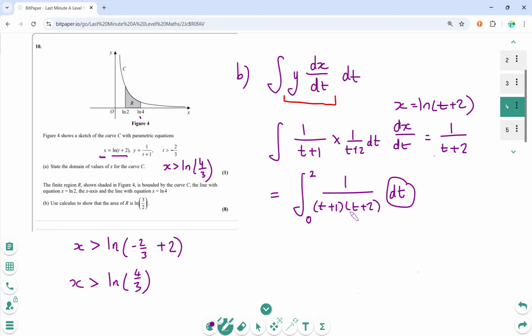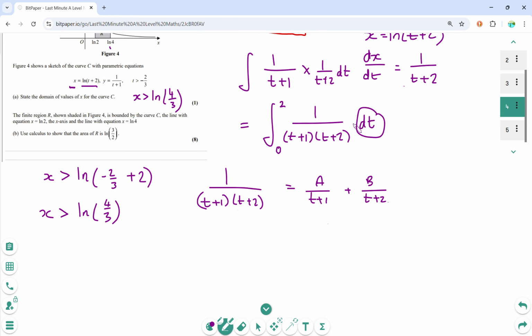And because this is a quadratic, the derivative is going to be something like 2t plus 3 or some kind of linear function on the top, which we don't have. We just have a 1, okay, which only leaves one other option. That's got to be partial fractions. Okay, so we're going to work that out first of all. 1 over (t plus 1)(t plus 2) is a over t plus 1 plus b over t plus 2. Now we've got to go through this whole monotonous method that I think everyone's done a million times at this point. So a(t plus 2) plus b(t plus 1) is 1.